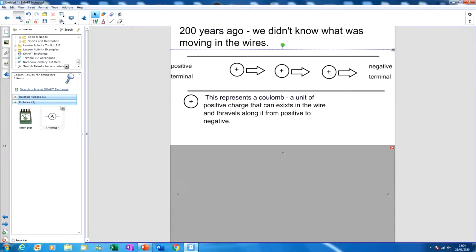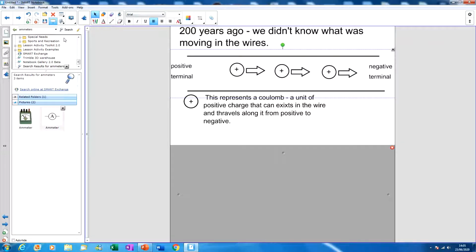So what we did is we created a model, and we said, look, we don't know what it is, but let's say that the charge thing that's moving in a metal wire is called a coulomb of charge. And by definition, each coulomb is a positive unit of charge. It's really important to remember that charge, these little particles, which we're modelling as coulombs at the moment, exist in the metal, and they're not created from the battery or cell.